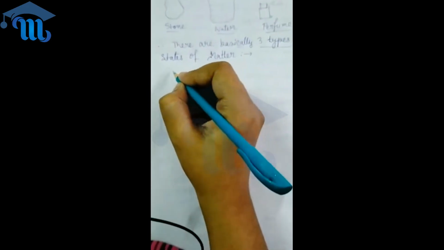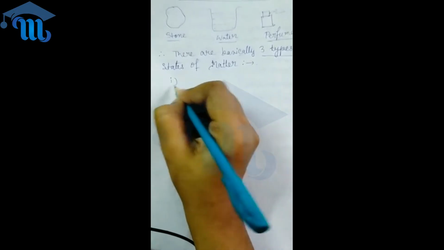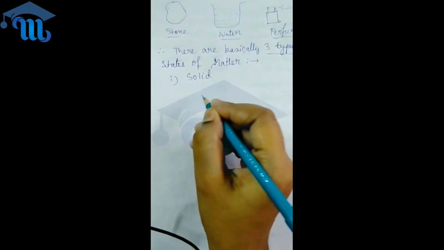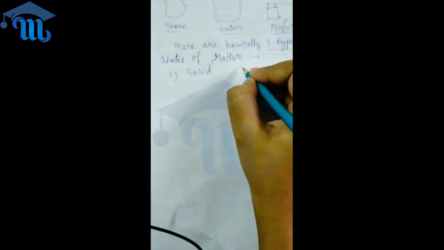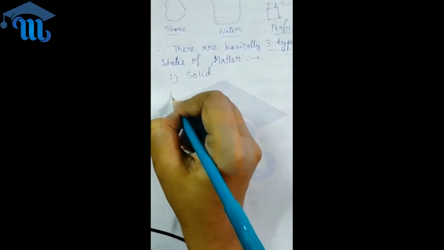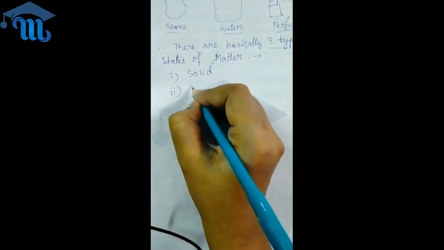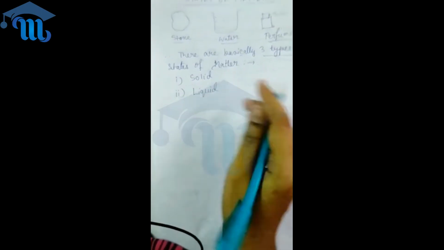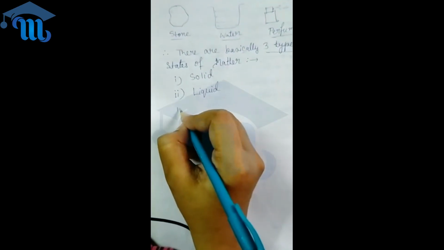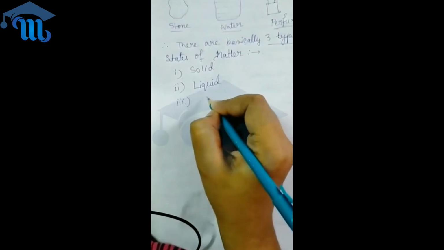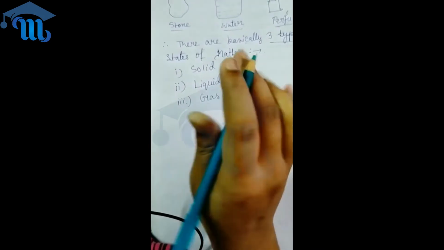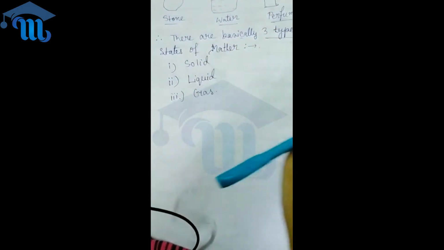So number one, this is solid. Number two, liquid. And what is number three? Number three is gaseous substance, or we can just say gas.